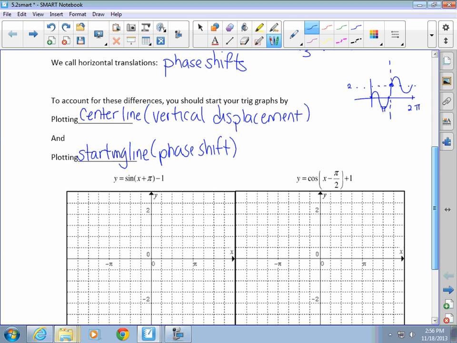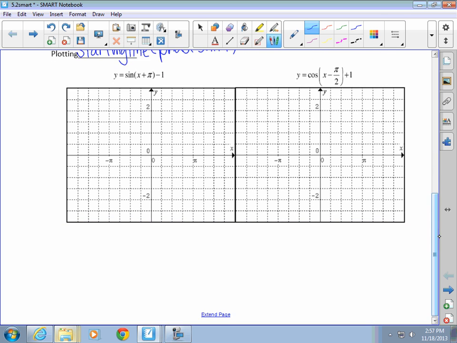Okay, so y is equal to sine of x plus pi, minus 1. So if I take a look at this one, my vertical displacement is a negative 1. So that means I'm going to go down 1. My phase shift is in here. It's a plus pi, so that means I have to go to the left pi.